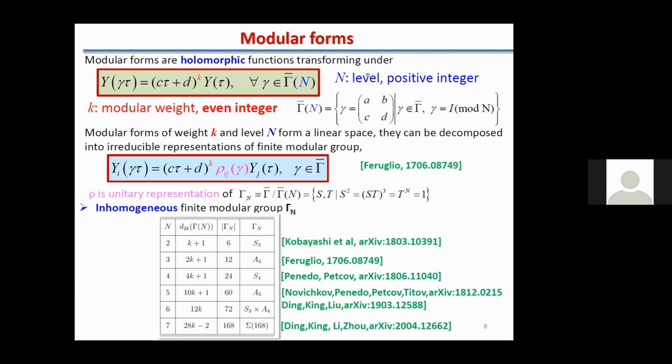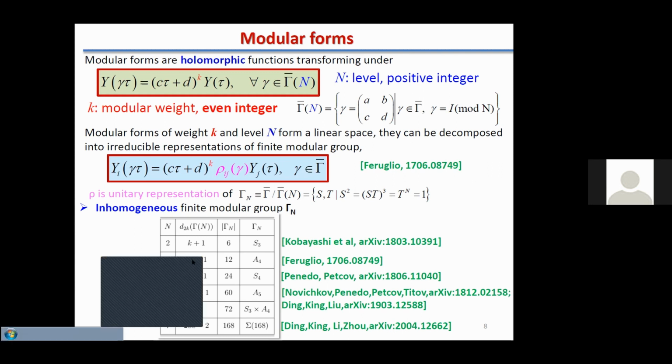And the N is a level. It is usually called level. It is a positive integer, and it defines the principal congruence subgroup. It is a normal subgroup of the modular group SL(2,Z), and the modular forms of weight k and level N span linear spaces. It can be decomposed into the irreducible representations of finite modular groups.